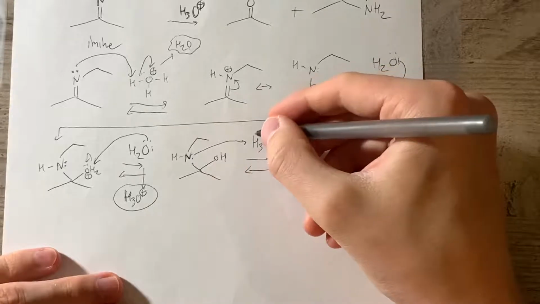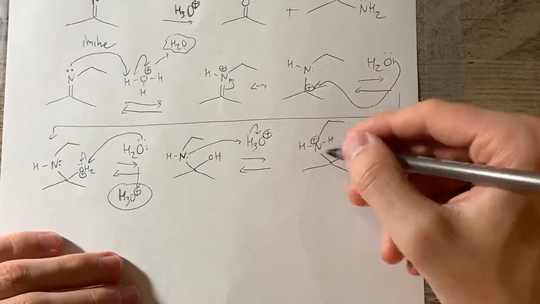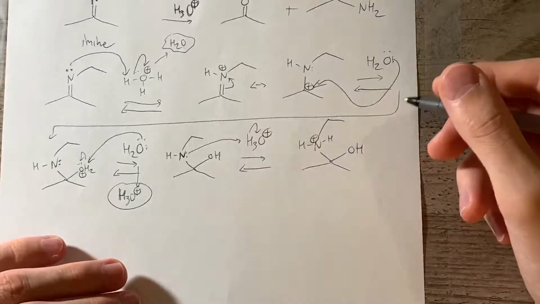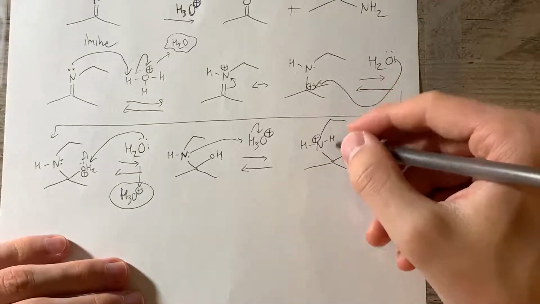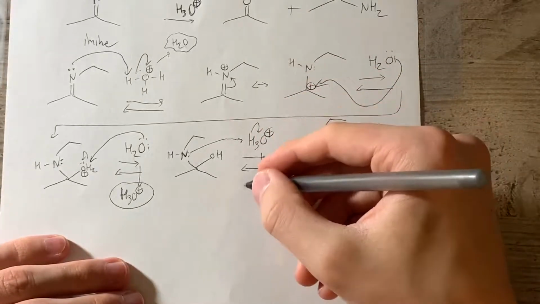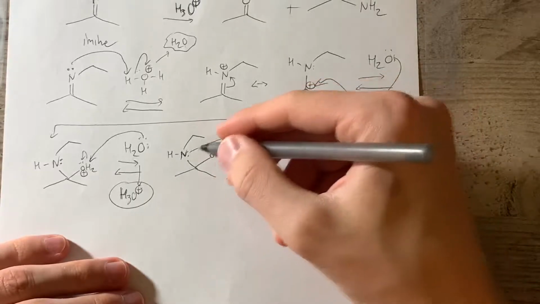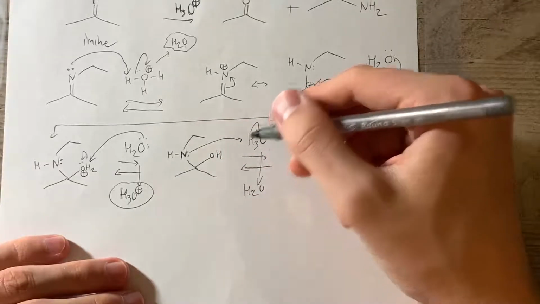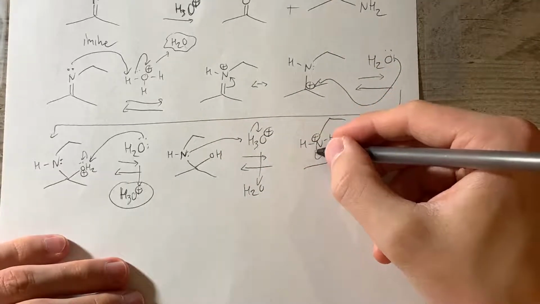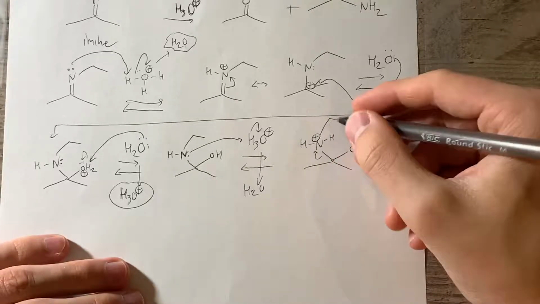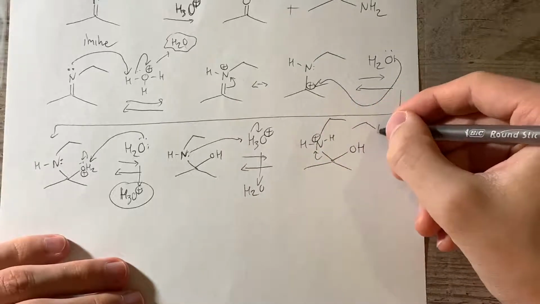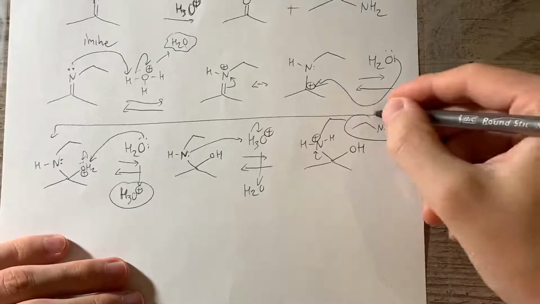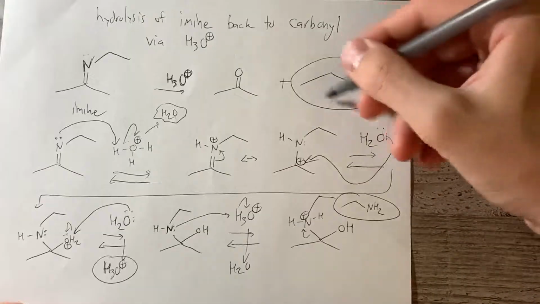Nitrogen, lone pairs, attack. So now we actually have a good leaving group. This is a fantastic leaving group. So by doing this, we formed water over here when we pulled a proton off of hydronium ion. Now we can have this leave. And when it leaves, it effectively makes this structure, which is one of our products.